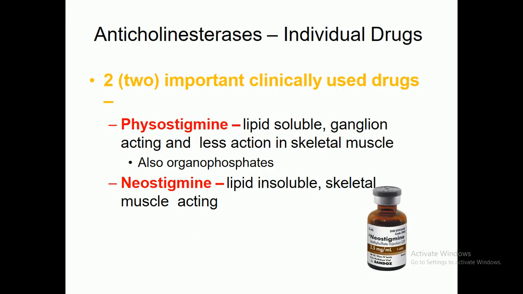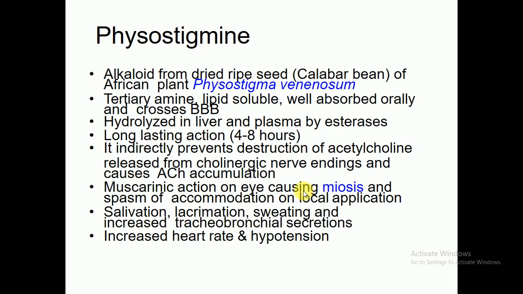Now the individual anticholinesterase drugs. There are two important clinically used drugs. Physostigmine is lipid soluble and can cross the blood-brain barrier; it acts on ganglia with less action on skeletal muscle, as do all the organophosphates. Neostigmine is lipid insoluble, not solubilized in lipid, so it acts directly on the skeletal muscles.